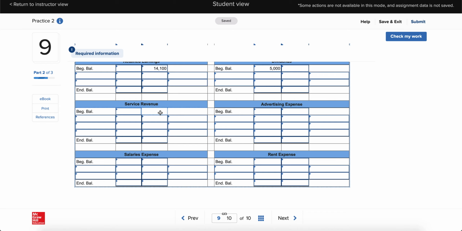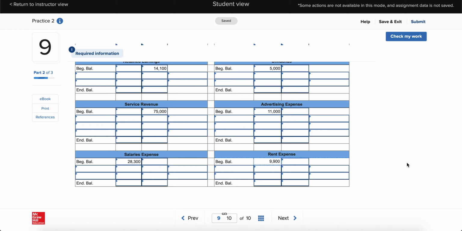Revenue accounts would have credit balances. The service revenue account had a $75,000 beginning balance. Advertising, any expense, should have a debit balance. So advertising has a beginning balance of $11,000. Salaries expense has a beginning balance of $28,300. And rent expense has a beginning balance of $9,900.